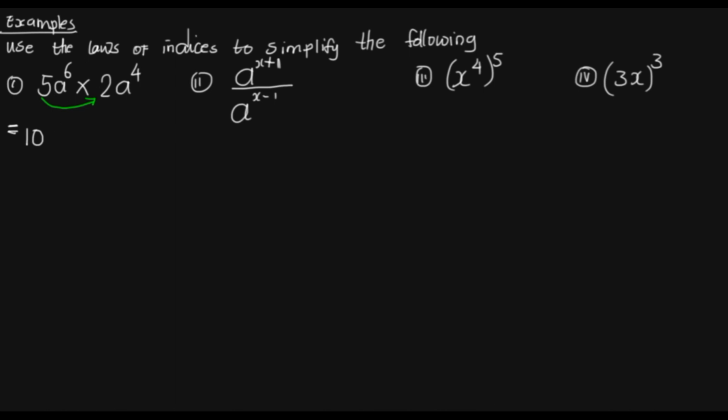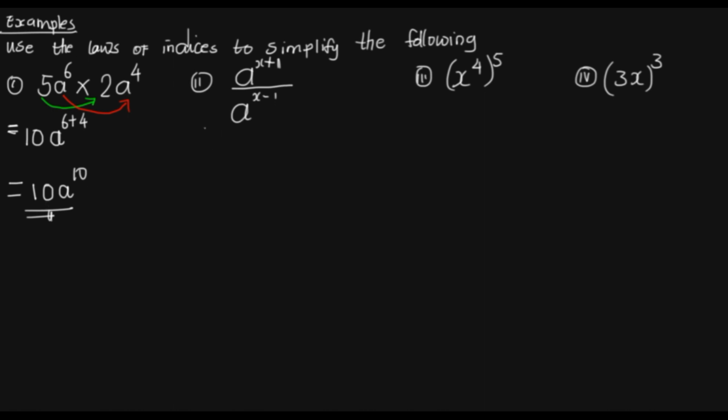Now let's check for the variables. Our a here is raised to the power 6, then the other a is raised to the power 4. Now we can see that we have the same base, so we are just going to get a, then we add the powers, which is 6 plus 4. Then we continue. Here we are going to have 10 times a raised to the power 10. So this is how we can simplify a question like this one.